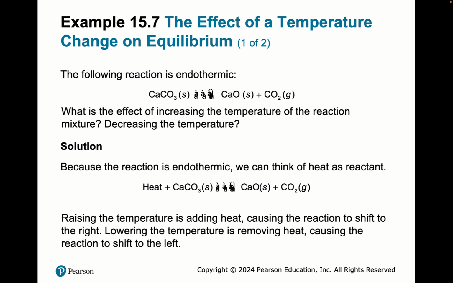So let's look at temperature. Calcium carbonate in equilibrium with calcium oxide and carbon dioxide. This is an endothermic reaction. You need to have heat to make this go. So what is the effect of increasing the temperature? Since it's endothermic, increasing the temperature means you shift right. It's the same thing as adding more reactants. Adding more reactants is going to shift right towards the products.